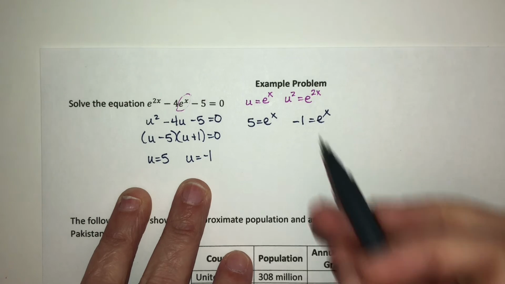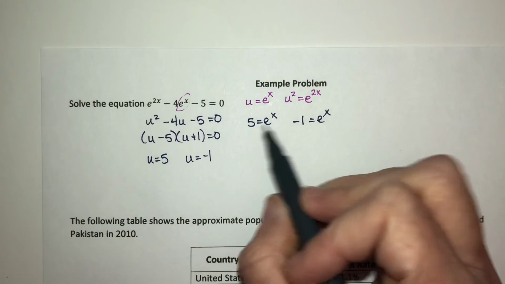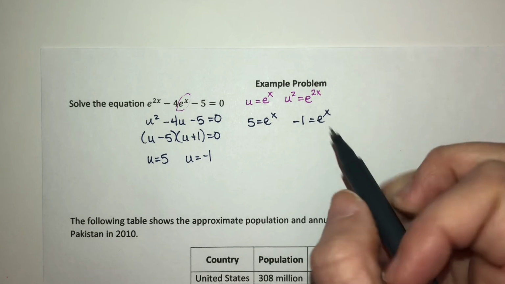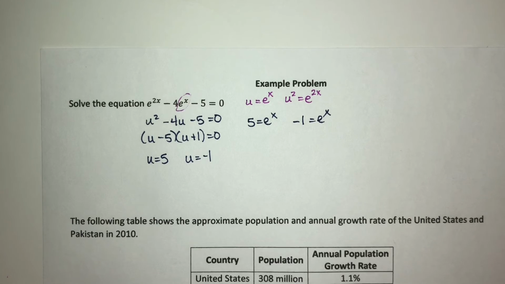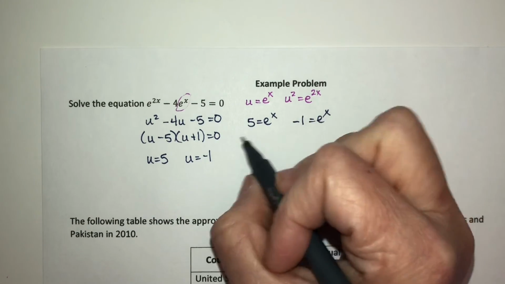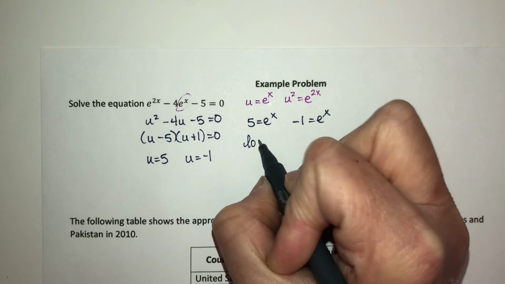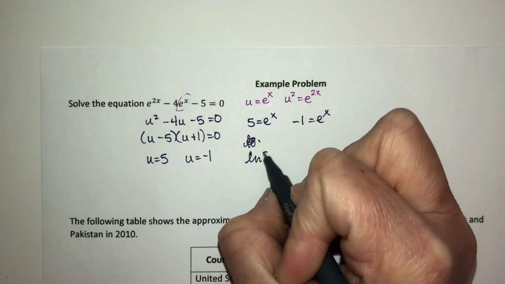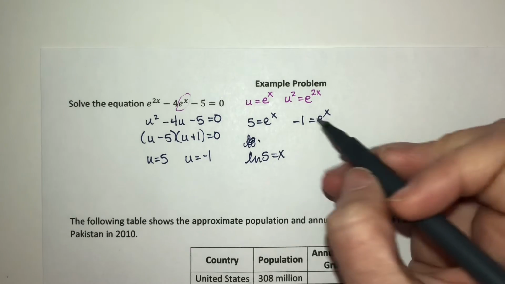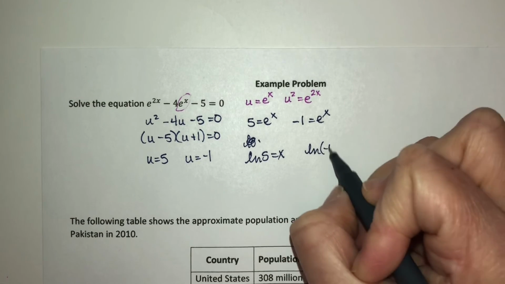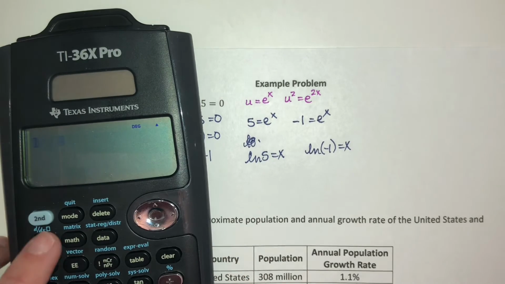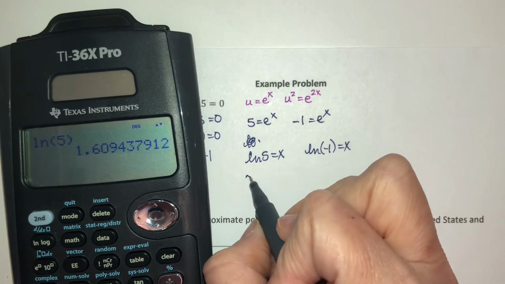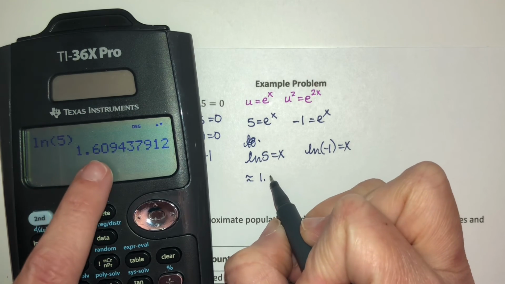Okay? Now I'm going to take this and switch it into logarithmic form. So remember base e, if you're going back to logarithm, that would be log base e, which is the same thing as natural log. So switching this back to logarithmic form, I'll have natural log of 5 equals x. And here I would have natural log of negative 1 is equal to x. Okay. Natural log of 5 is approximately 1.609.